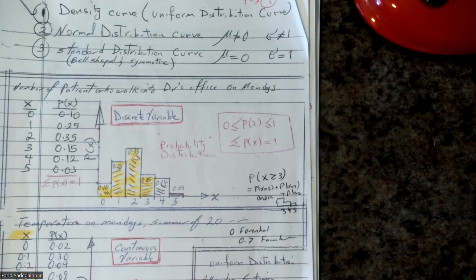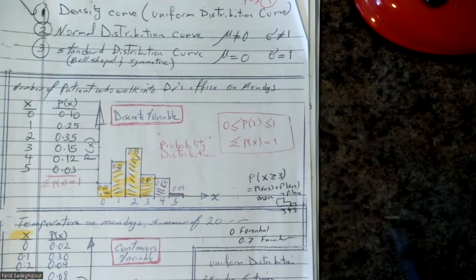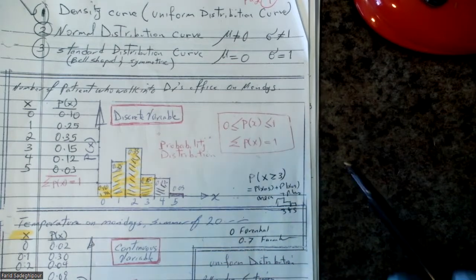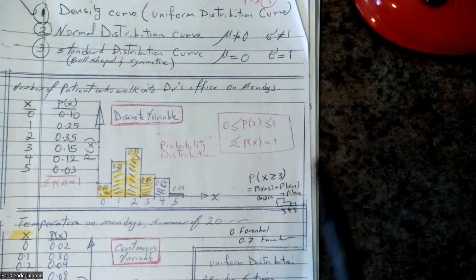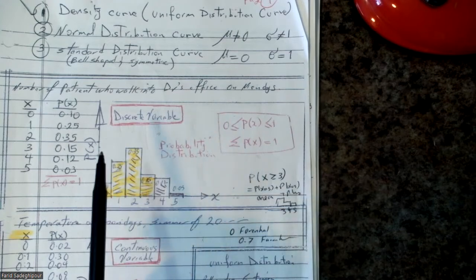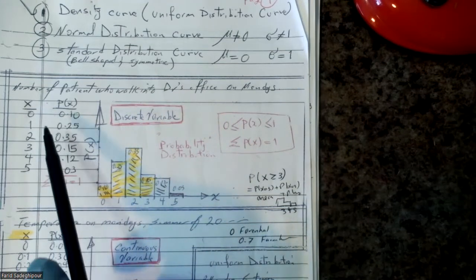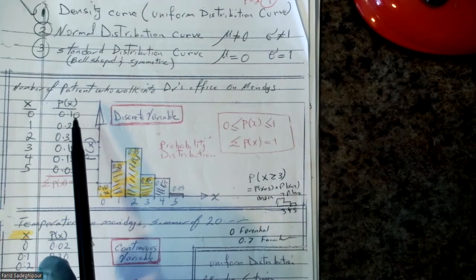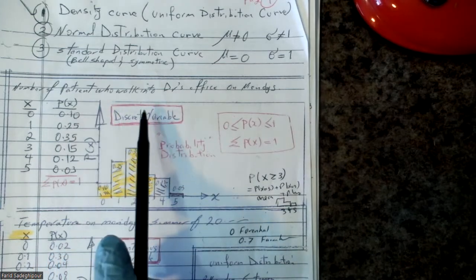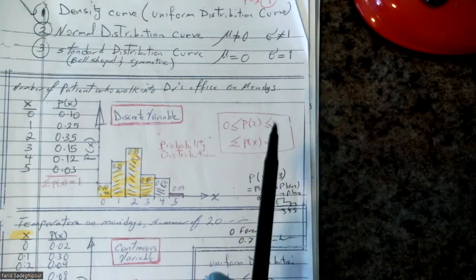There are two types of random variables. One is discrete variables, and the other one is continuous variables. The discrete is what we discussed in Chapter 5, and this is an example of that. X is the whole number of patients who walk into a doctor's office on Mondays.